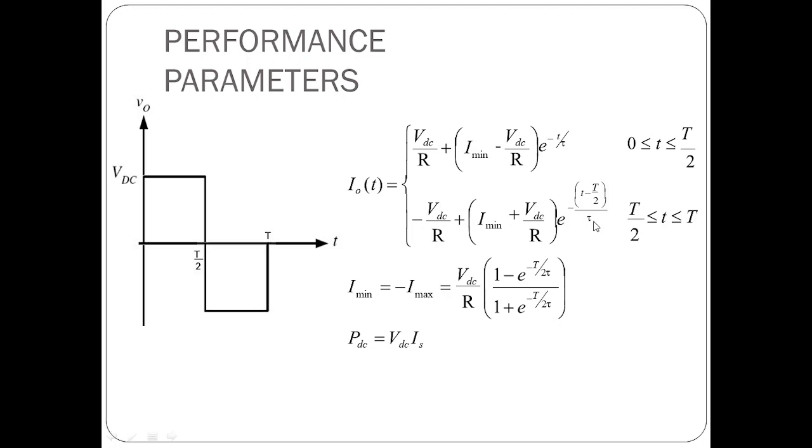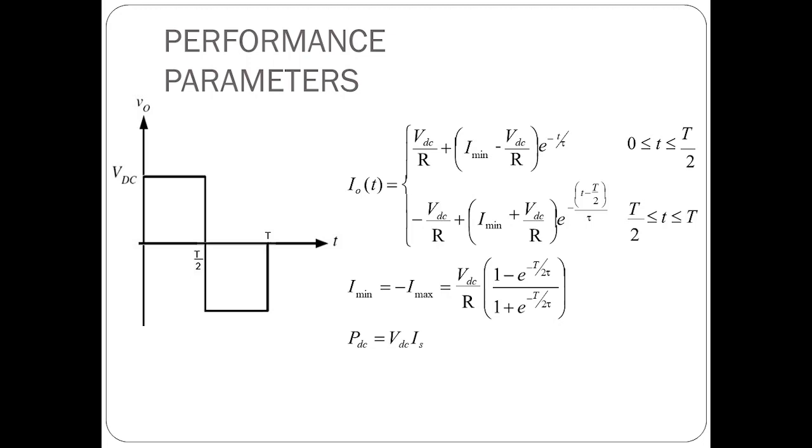So here we will be seeing these particular waveforms drawn as well as the equations written here, and we want to find out the minimum and maximum values. I minimum is equal to minus of I maximum. We can write I minimum as minus of I maximum, and minus of I maximum is equal to VDC by R into (1 minus e power minus t by 2 tau) divided by (1 plus e power minus t by 2 tau).